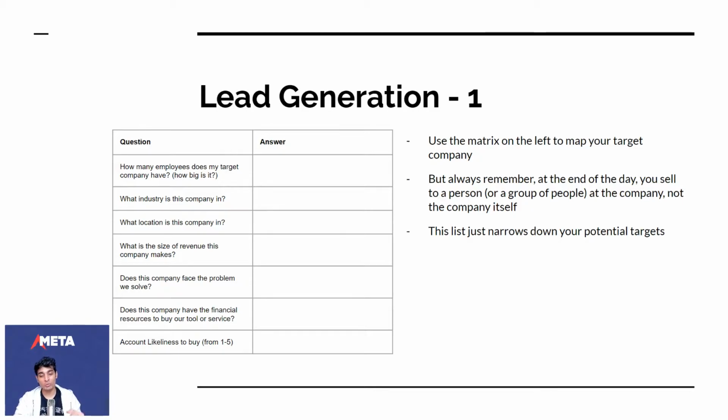Over time, in the beginning, when you fill in that account likeliness, you will be wrong. But with experience, with time, you will get to know how likely somebody is to buy a product. This is an experience thing.